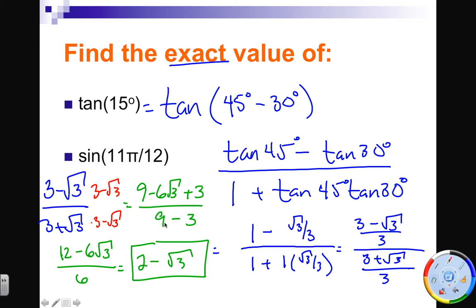All right, so notice if you plug this in your calculator, you should get a decimal approximation of 2 minus radical 3, which is the value of tangent 15 degrees.